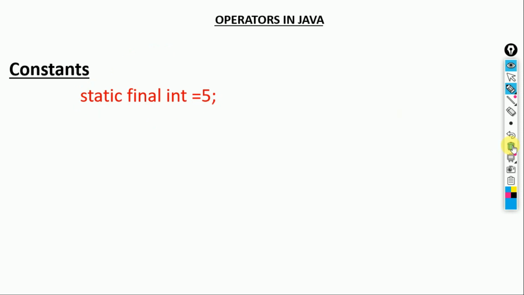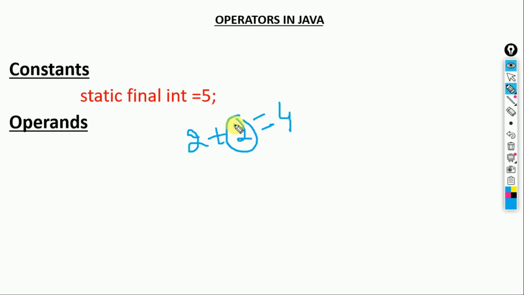But that is not the end. We'll look at some other terms. The next term is operands. Operands are the things on which we are performing operations. For example, if I write 2 plus 2, this will give us 4. Which one is the operand and which one is the operator? The two 2s are clearly our operands, that means the values on which we are performing the operation. I hope this is very clear to you.